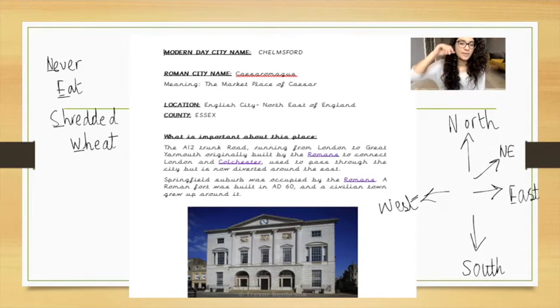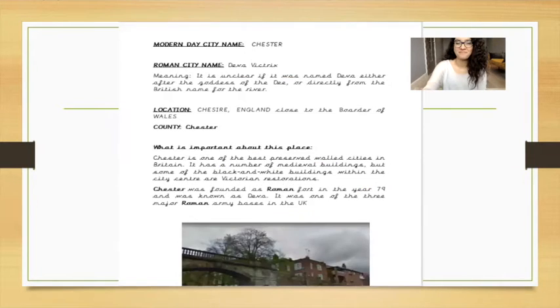Springfield suburb was occupied by the Romans. A Roman fort was built in AD 60 and a civilian town grew up around it. So that is another interesting fact there.